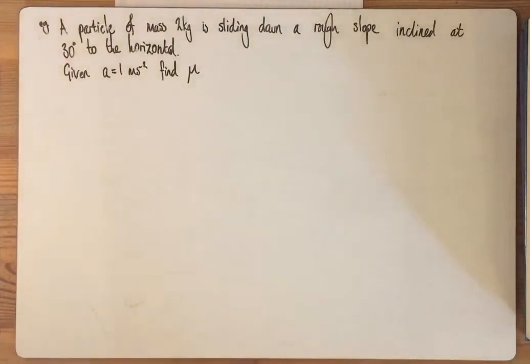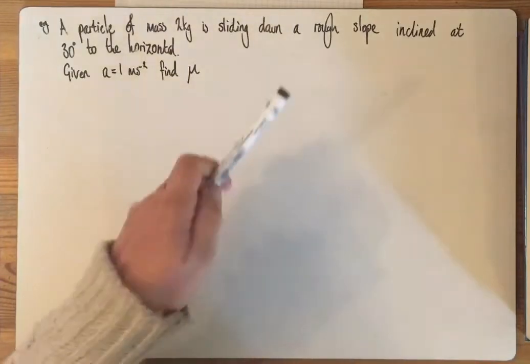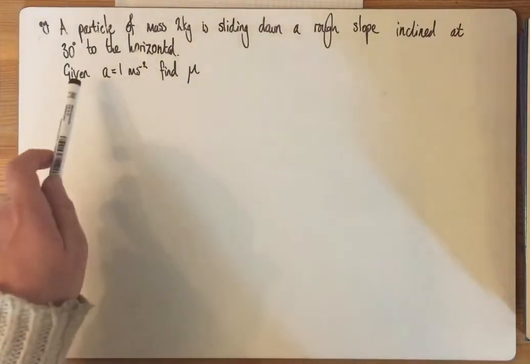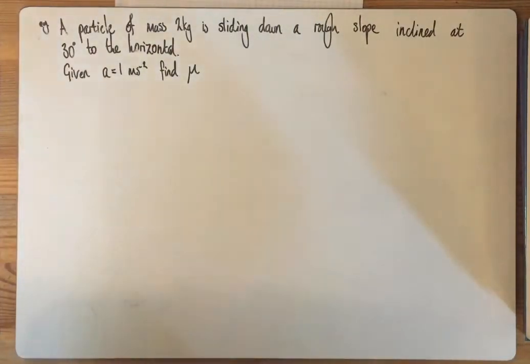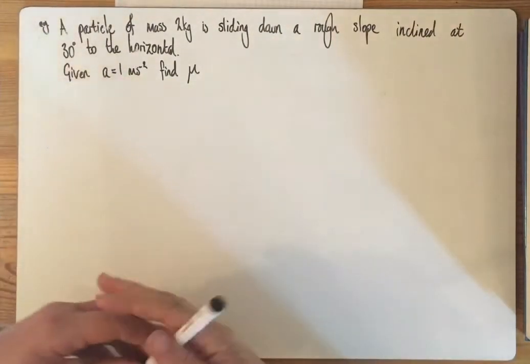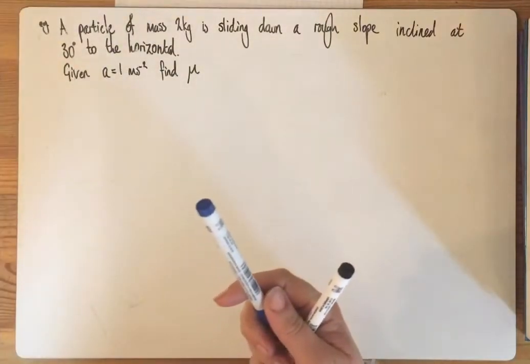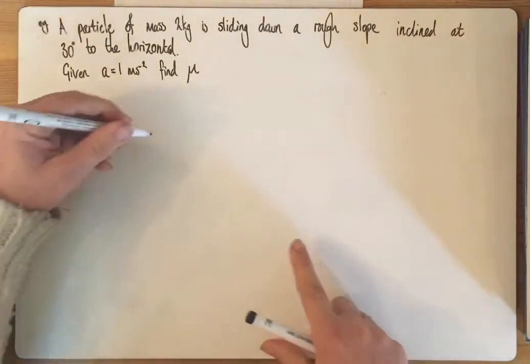Okay, next bit, we need to add some friction to inclined planes. So we have a particle of mass 2 kilograms sliding down a rough slope, so that's telling you there's some friction, inclined at 30 degrees to the horizontal. Given that a equals 1 metre per second squared, find mu.